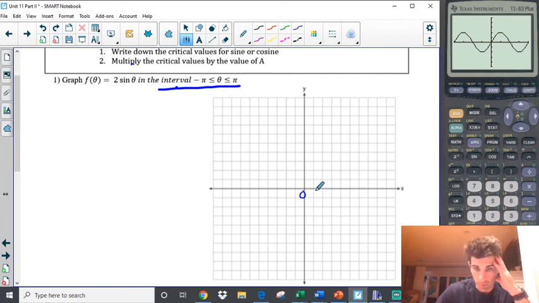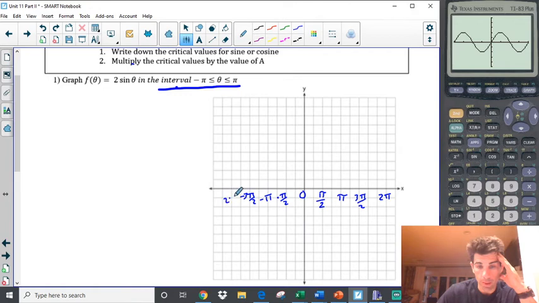Yeah, it should fit. You can say this right here is pi over 2. Skip 2, this would be pi. Skip 2, this would be 3 pi over 2. Skip 2, this is 2 pi. But now understand this. Now, again, skip 1, negative pi over 2, negative pi. Skip 2, you have negative 3 pi over 2, and then you have negative 2 pi.